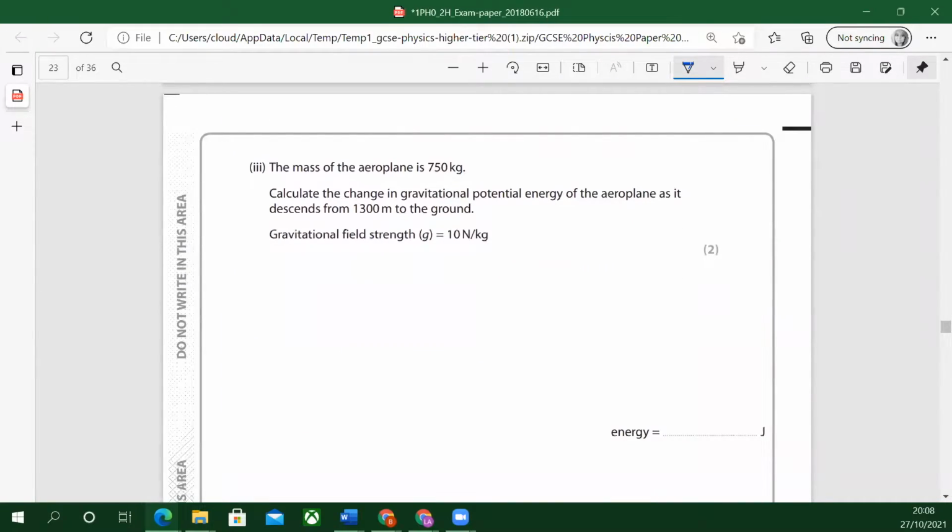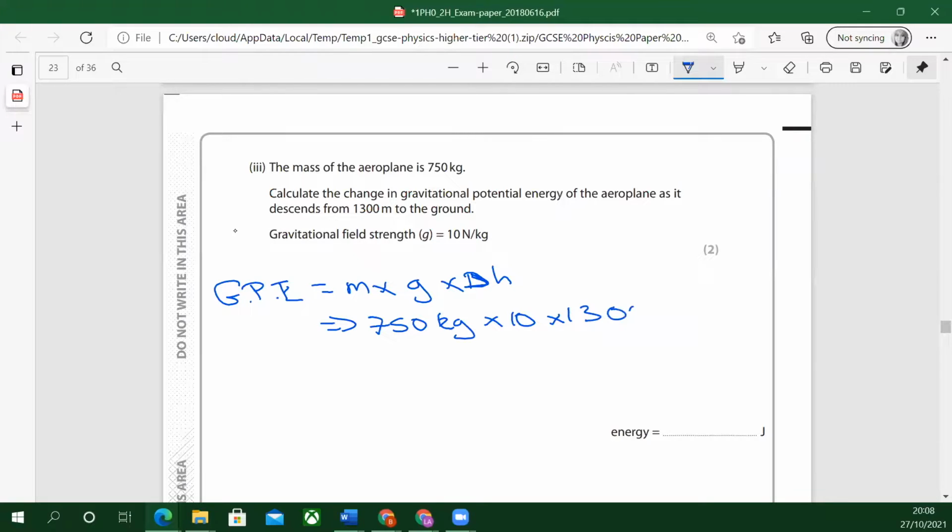The mass of the aeroplane is 730 kilograms. Calculate the change in gravitational potential energy of the aeroplane as it descends from 1,300 meters to the ground. Gravitational field strength can be taken as 10 newtons per kilogram. That's a nice and easy one. Gravitational potential energy, remember it's in joules, is M times G times delta H, because it's a change in height. So mass 750 kilograms times 10, that's gravity, times the change in height, 1,300.